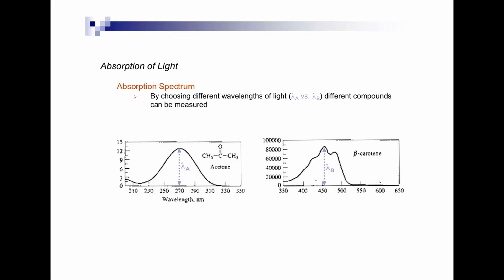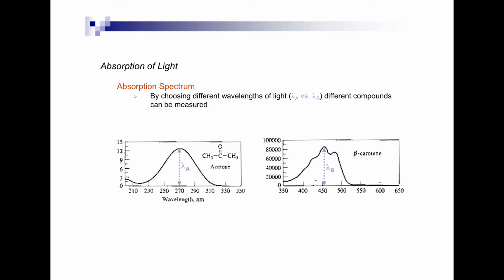All right, so that's why when you have a mixture of things, and you know what compounds are in there and you're trying to monitor how much of each one is in there, you want to pick a wavelength for each compound that is very different than the other compounds.